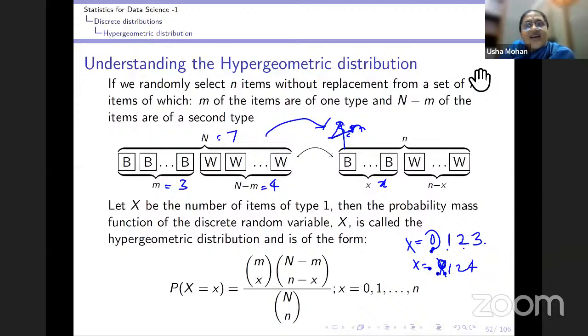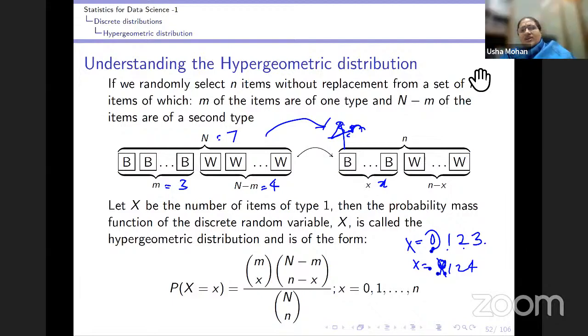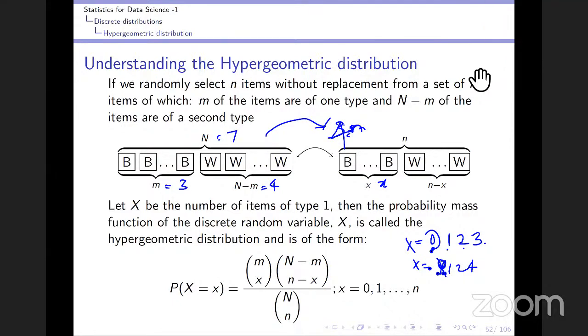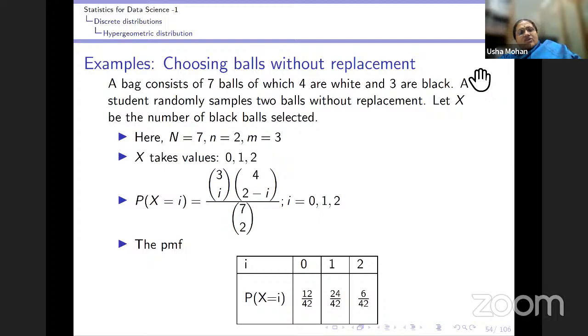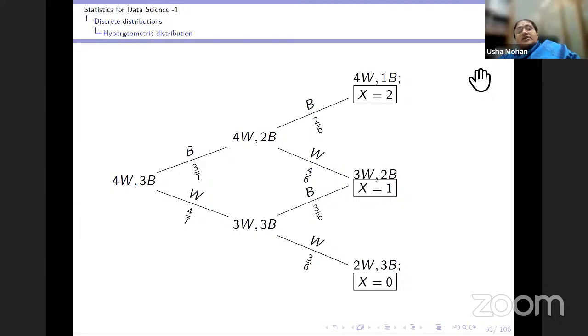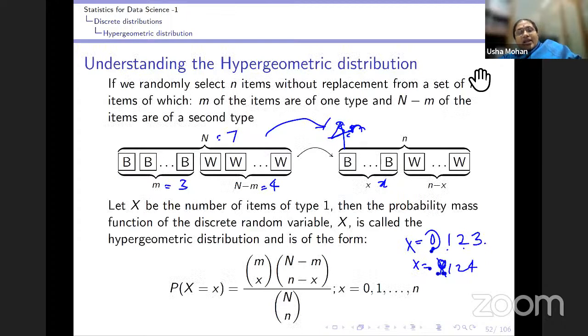It cannot take the value 0, right? Because if it takes the value 0, it means that all the 4 balls should be black, but I have only 3 black balls. So the way I can write here is, x takes the value 0, 1, 2, but then afterwards, it depends on what n and m are, where n is less than m, and it will take that value. Is that clear, please? Yes, ma'am.